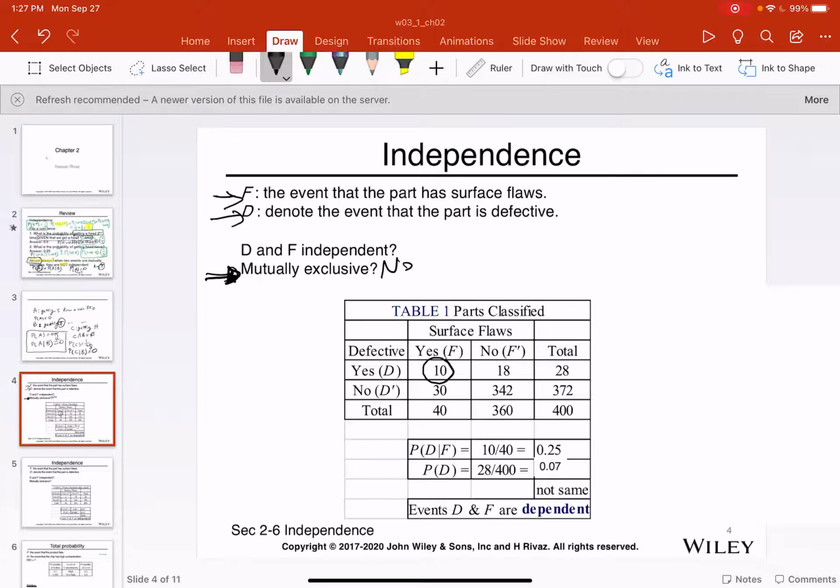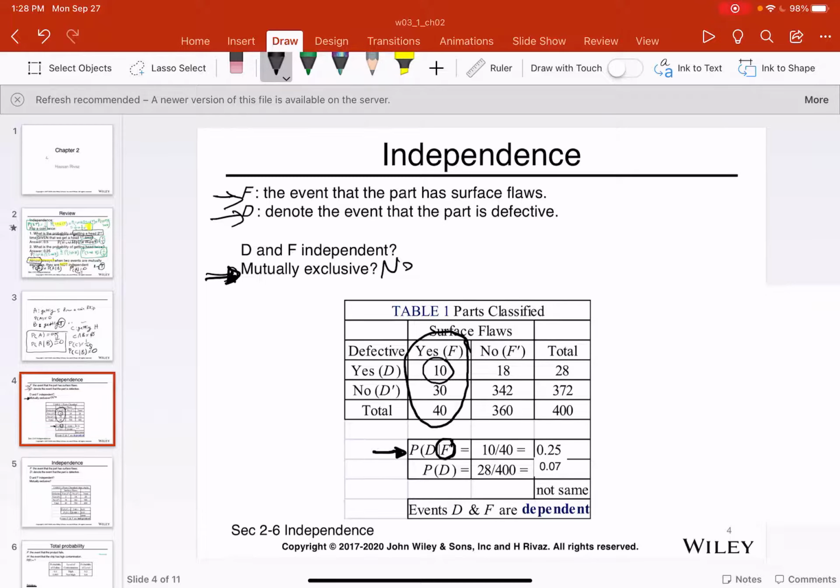Now, the first one requires some analysis. We have to prove whether they are independent or not. They are not independent, right? So we can do a bunch of different things. For example, like in this slide, we calculated probability of D given F, so probability of defective given F. Once we say given F, it means that we are in this column. Remember, this is a very important notation. Given F means that for sure F has happened, right?